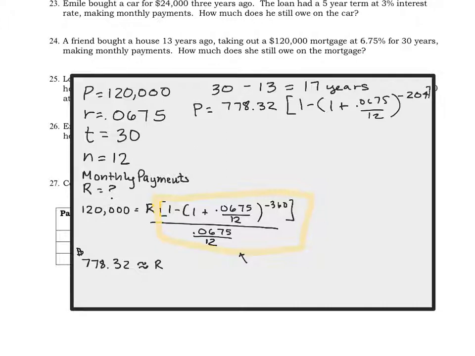204. Sorry, it's hard to find my notes sometimes. All over 0.0675 divided by 12. So again, where did I get this? This is our 12 times 17, and there we go. And actually it's a negative number. Okay, so our remaining principal on this particular loan is $94,304.49.